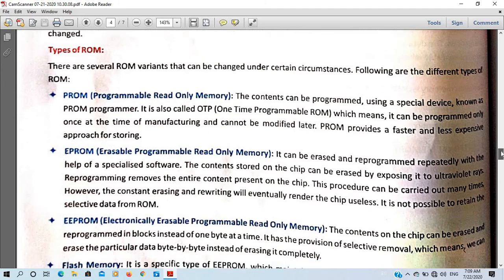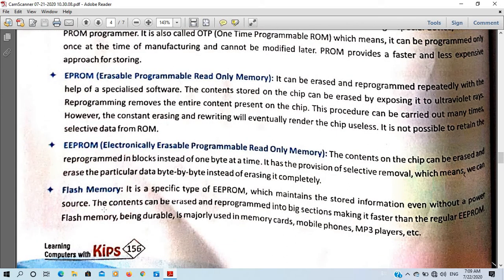Okay, so this last sentence says that it is not possible to retain the selective data in EPROM. Now EEPROM, that is electrically erasable programmable read-only memory. The content on the chip can be erased and reprogrammed in blocks instead of one byte at a time. It has the provision of selective removal, which means we can erase particular data byte by byte instead of erasing it completely.